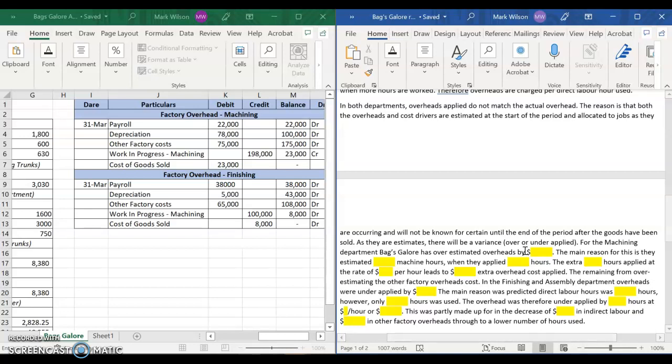The finishing department, same thing. If you look at the top, we've got the direct labour hours, which are going to be 24,000. How many actually did we have?